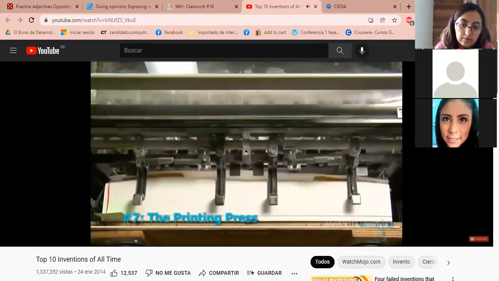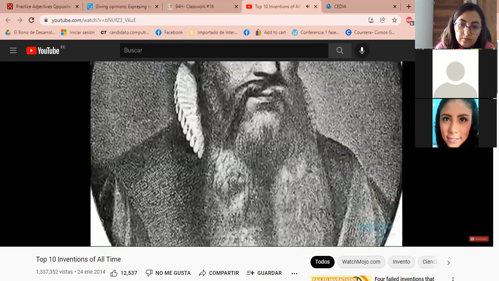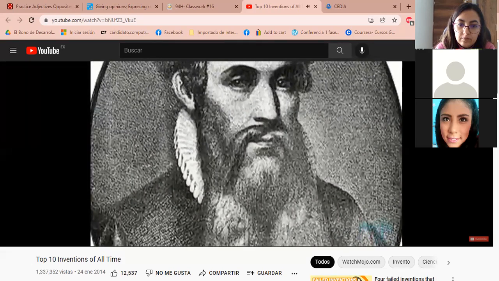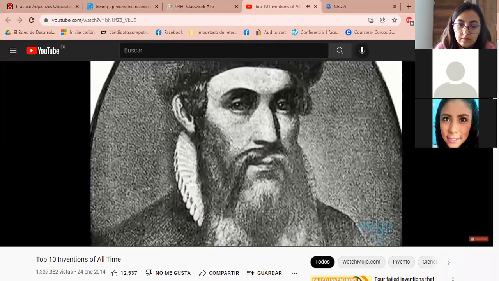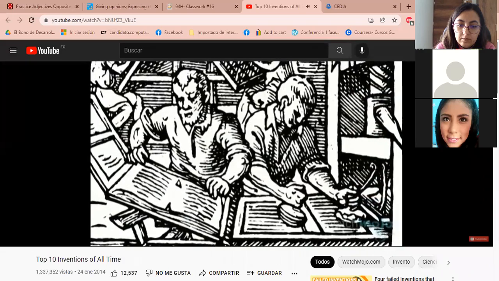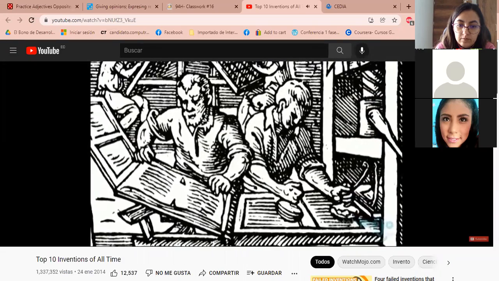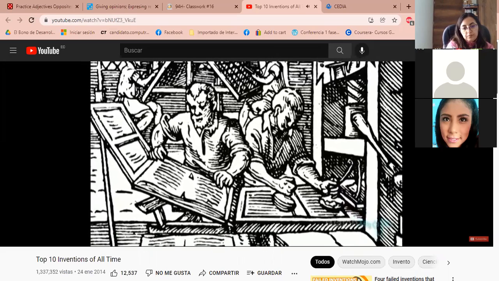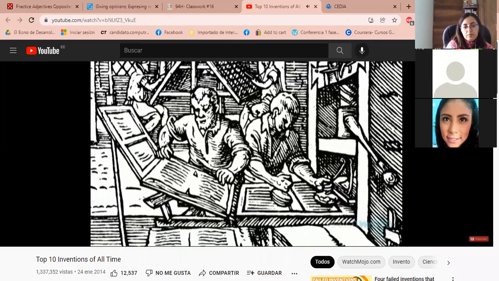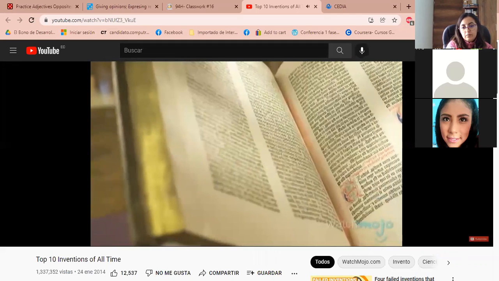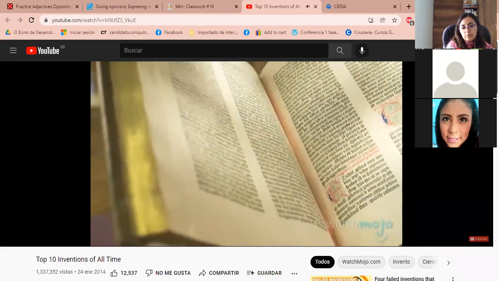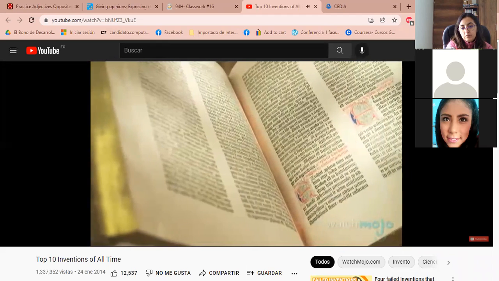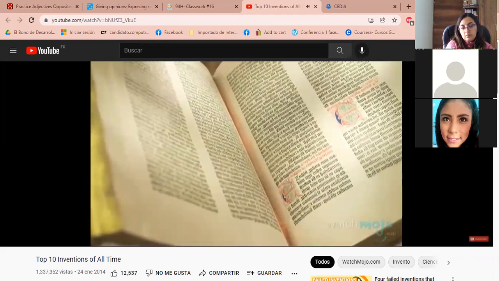Number 7, the printing press. Though Johannes Gutenberg is credited with this invention, he actually perfected and popularized existing technology. By combining the Chinese principle of movable type with European press systems already in use for winemaking, Gutenberg created the machine that printed text on a wide scale, which in turn lowered the price of books and helped spread information and knowledge to the masses, spurring the Reformation, the Renaissance, and the scientific revolution.